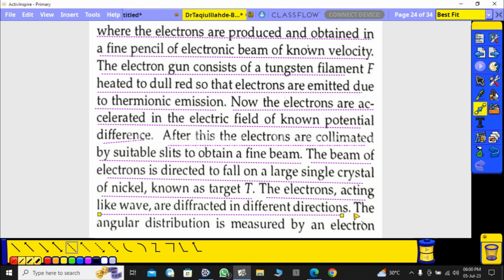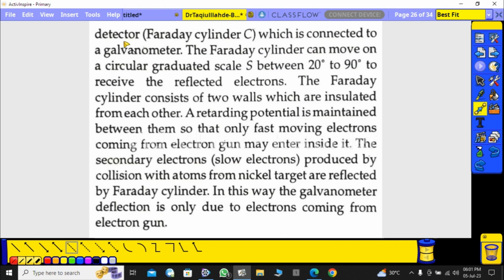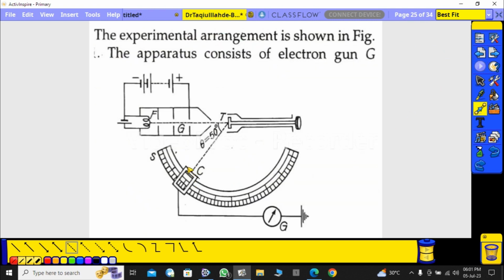Okay. So the angular distribution is measured by an electron detector or Faraday cylinder. This is the detector, please. This is the complete Faraday cylinder. Okay.